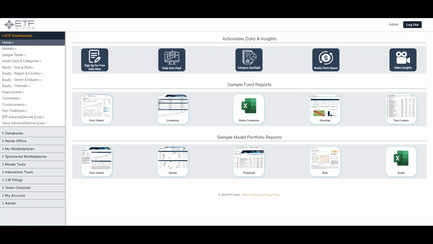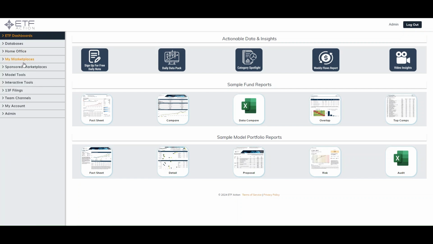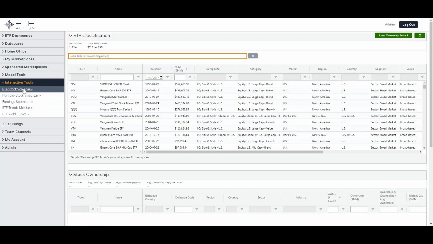So today what we're going to do is look for quality stocks, and we're going to use one of our tools. It's our interactive tool, the ETF stock screener. What this tool does is take a universe of funds, whether it's a ticker list that I have or I use the ETF Action classification system, and I'm going to find stocks that are within this universe. And for today's exercise, US large cap quality is what we're going to go with.